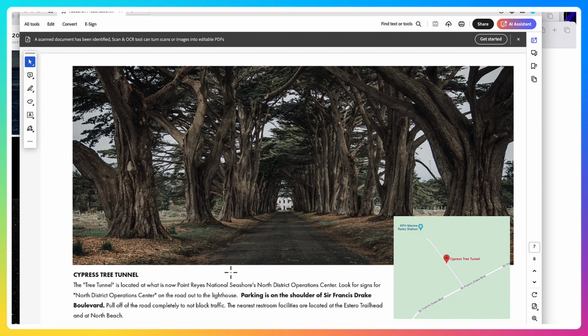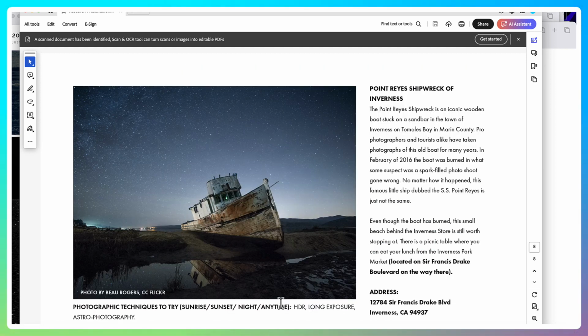Okay. We also visited the Cypress Tree Tunnel. Okay. So just some general information here about that location. And then just being familiar with what, like here he mentions, what the parking looked like at that location. Okay. So just getting familiar with what you're looking at at any given location.